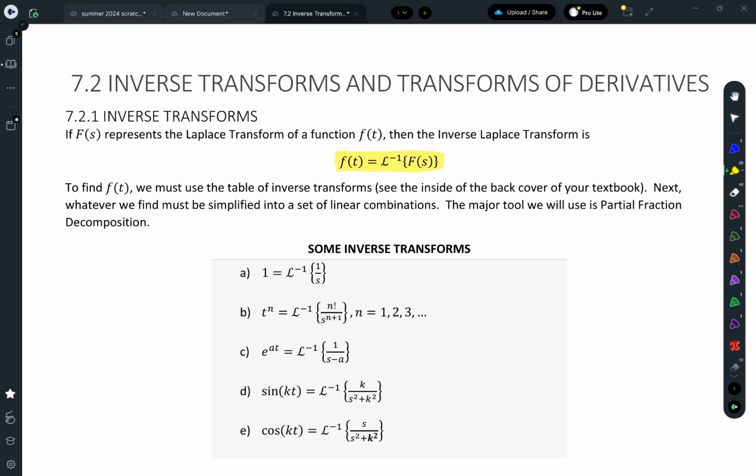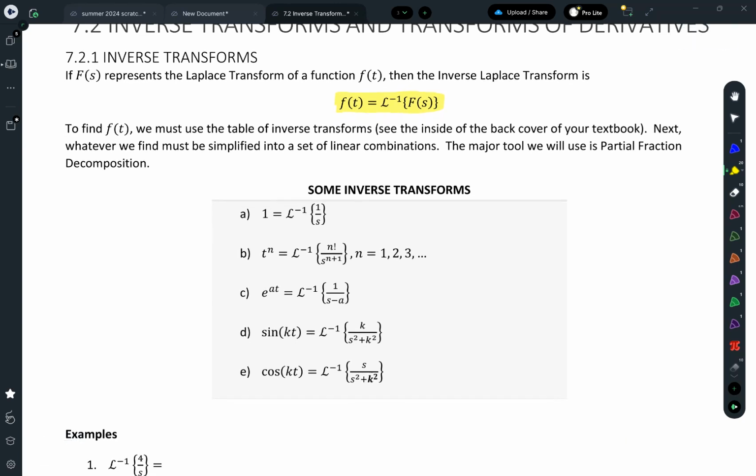To find little f of t, we're going to have to use the table of inverse transforms, which is also in your book, and it can be read from any Laplace transform table, just reading it backwards, okay? But here we've got some inverse transforms written out explicitly. So the goal is that whatever we're taking the inverse Laplace transform of, it has to be in the right form so that we can find it on the table. And if it's not in the right form, then we might have to do some major algebra to get it in the form, maybe some minor algebra.